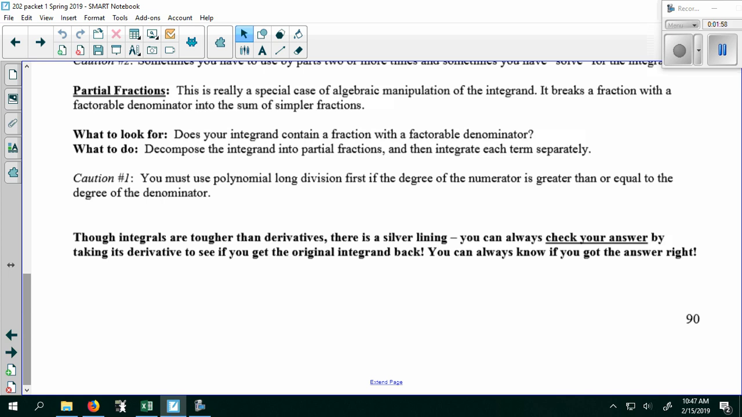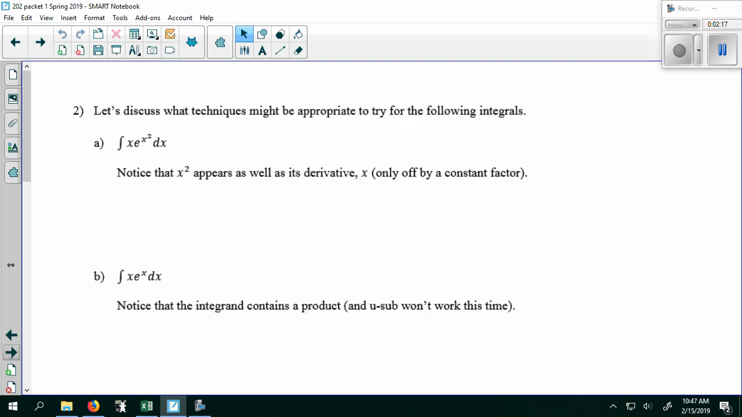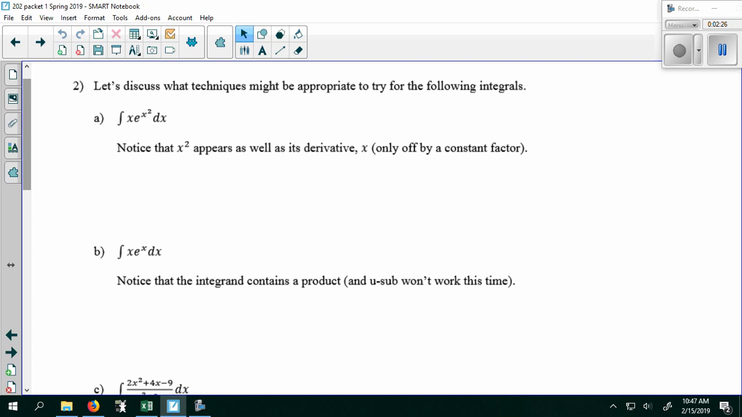So in general, integrals are harder than derivatives. But there's a silver lining in that you can always check your answer, because once you find what you think is the antiderivative, you can take its derivative and make sure you get the original integrand back. So you can always check, and you'll know if you got the answer right. All right, so I'm not going to do all of these integrals with you. We're just going to try to discuss what techniques we might try on each of these integrals.